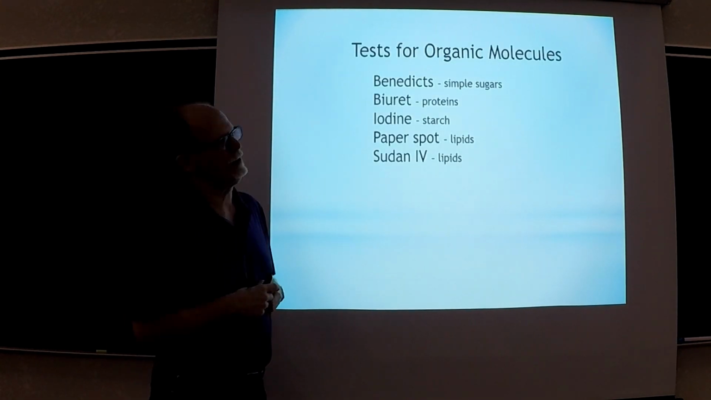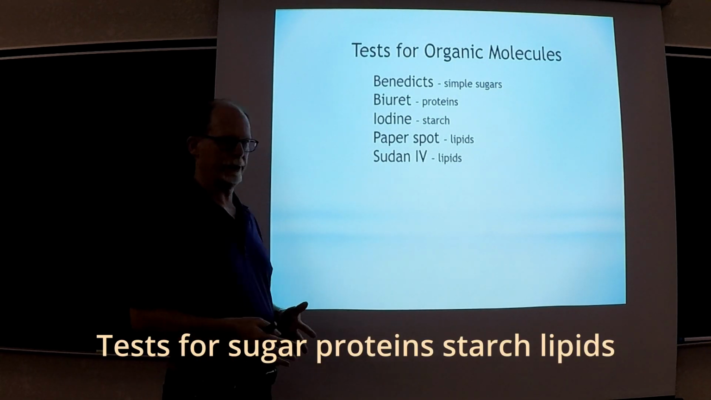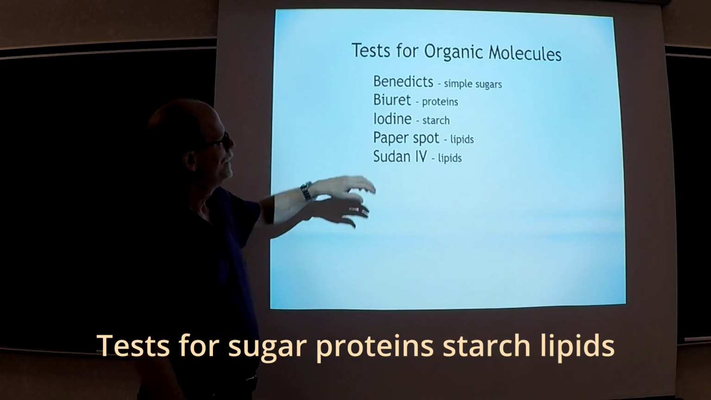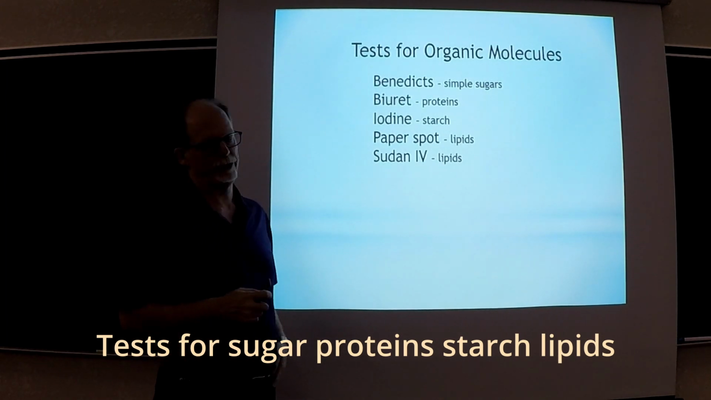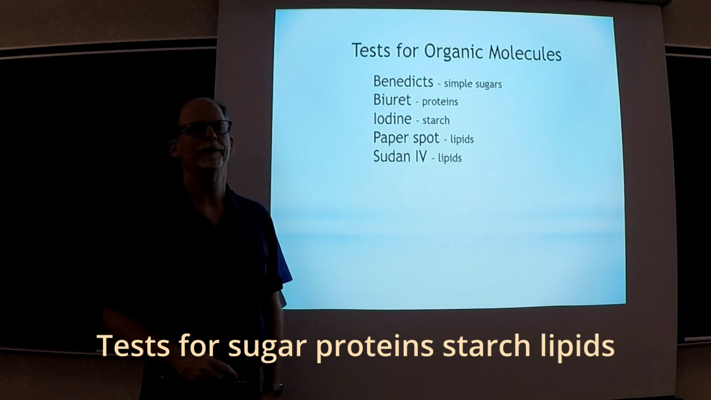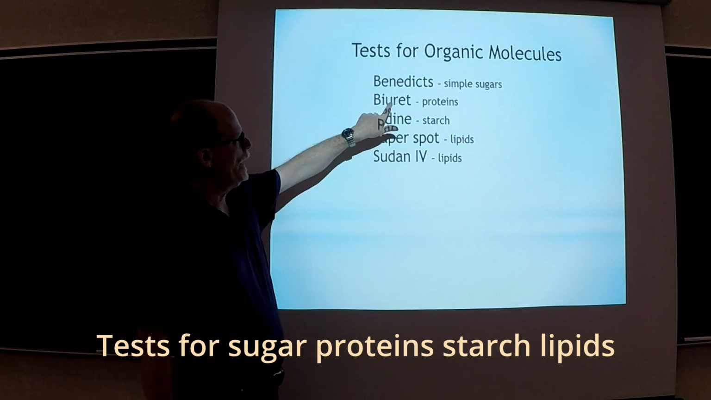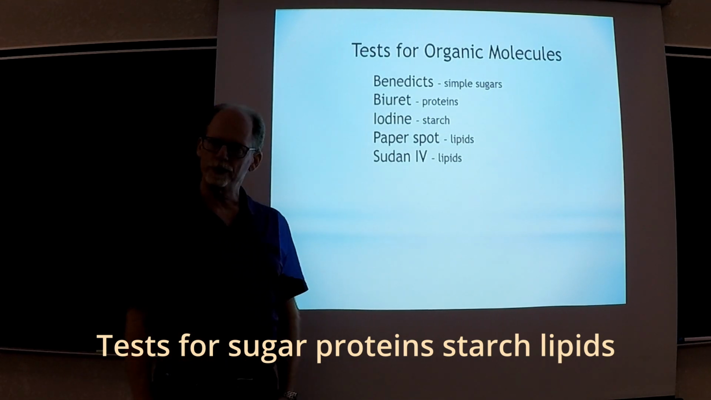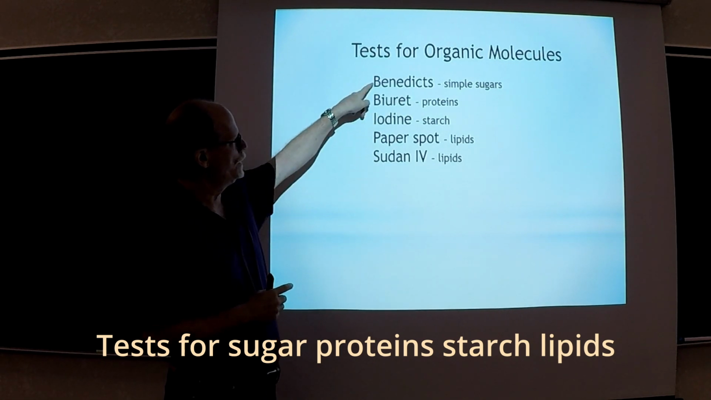So these are the tests we would be performing in the lab, right, if we were doing the lab face-to-face. The Benedict's test is a test for simple sugars. Simple sugars, this means they're small. They're reducible is another way of putting it. The Biuret test detects proteins. You get a violet color. Benedict's, you get an orange color.